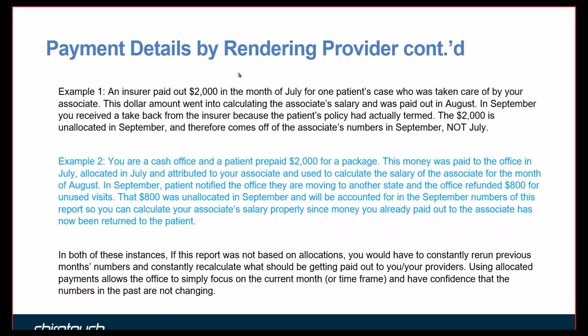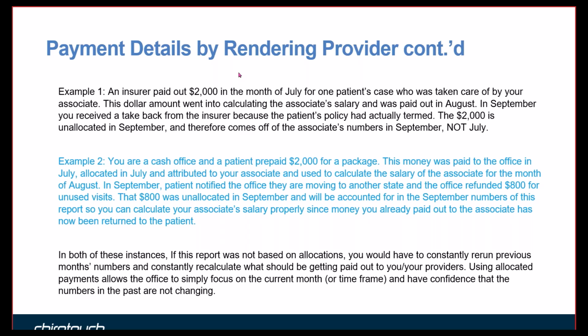And it's not just offices that take insurance that might have to deal with this. It's also going to be our cash offices. So as a different example, let's pretend you are just cash and your patient prepaid for their care. They paid $2,000 in full for their care package, and they paid it in July. And maybe this was a patient that your associate was taking care of. That money came into the system. It was allocated to that package, and it was counted for that associate's salary that month. So associate gets paid out in August based on that $2,000 that came in, which is all well and good.